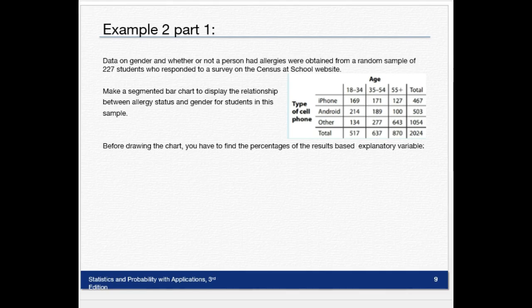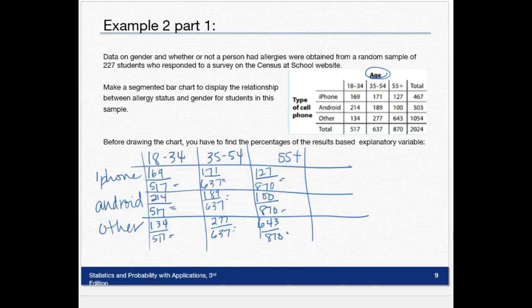What's our explanatory variable? You have to remember the explanatory variable is the age, right? And we have 3 categories of ages. So I'm going to recreate my table. To create my table and find my percentages, I'm going to look at each age group individually. If you look at the total of 18 to 34, there's 517.